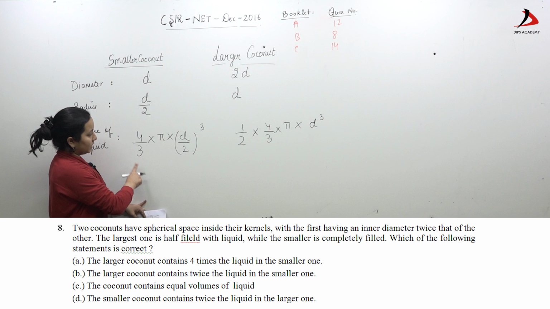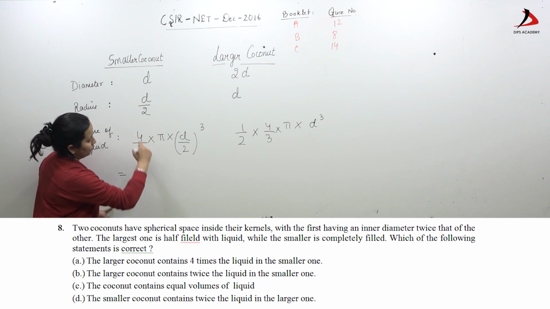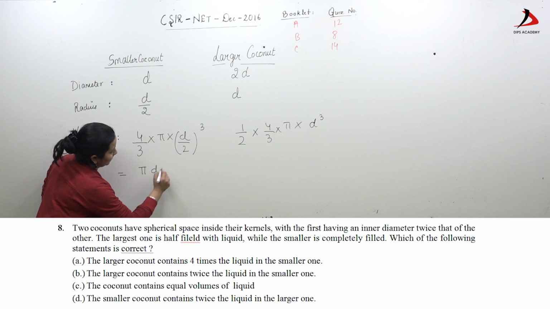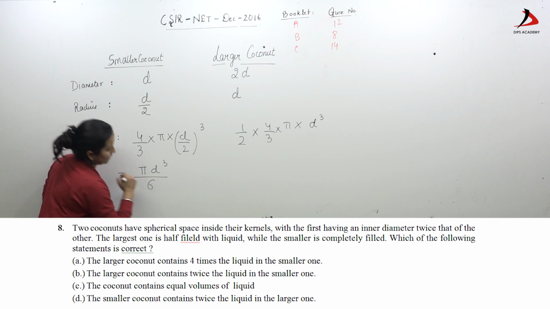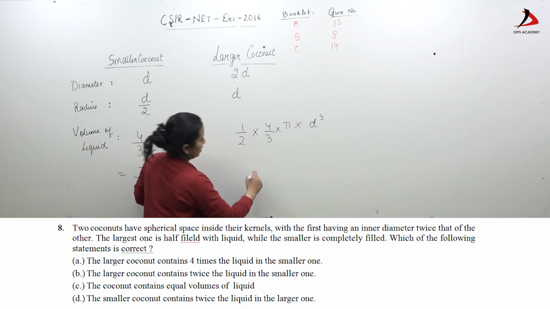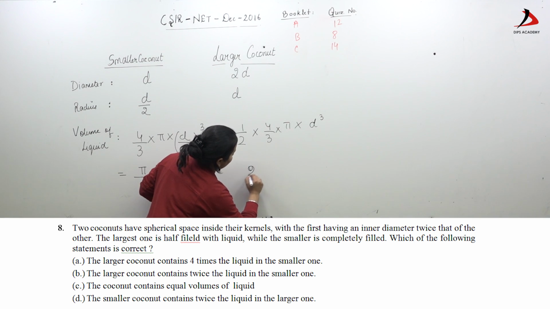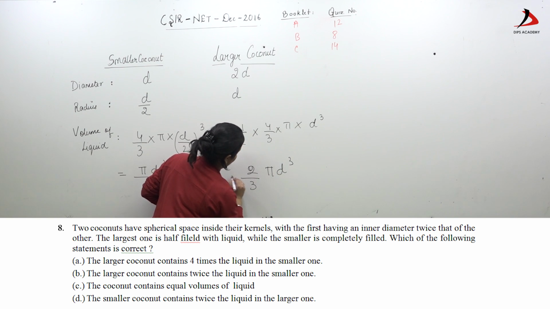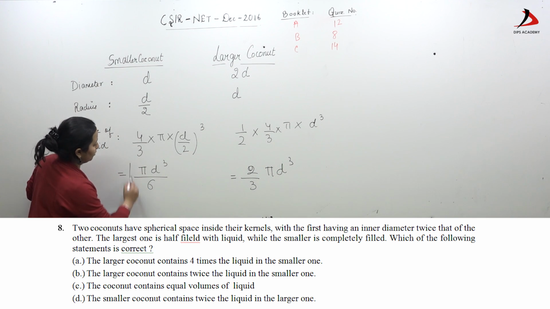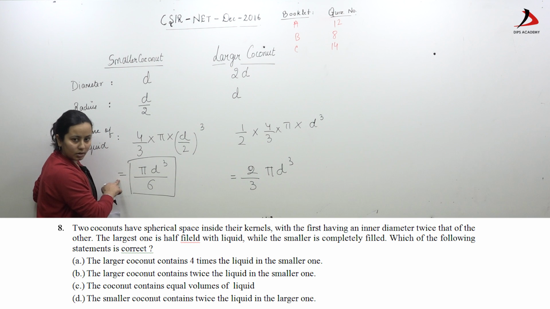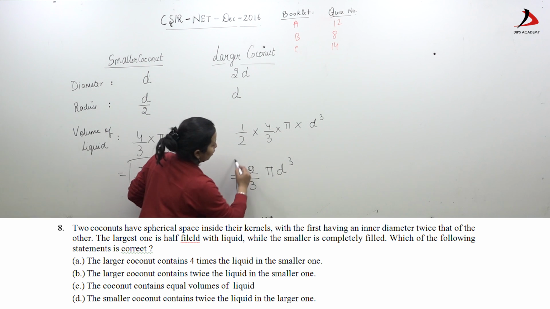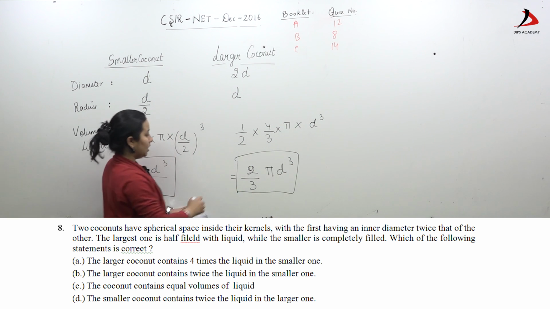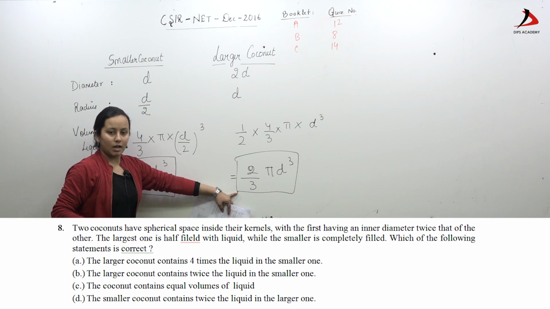On simplifying this, we get pi D cube by 6. On simplifying this, we get 2 by 3 pi D cube. This is the volume of liquid in the smaller coconut and this is the volume of liquid in the larger coconut.